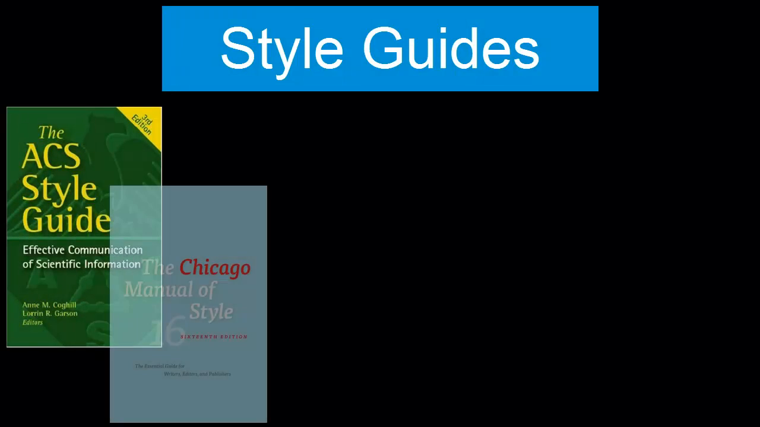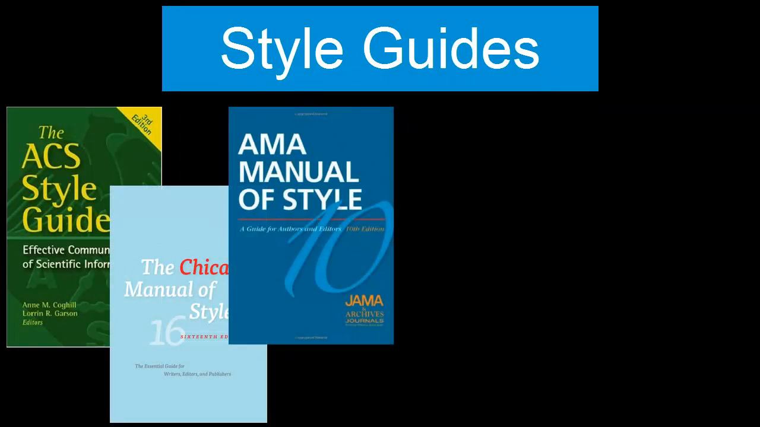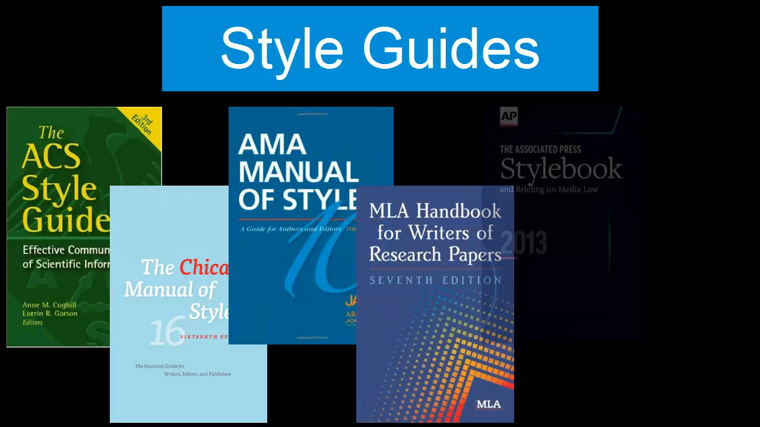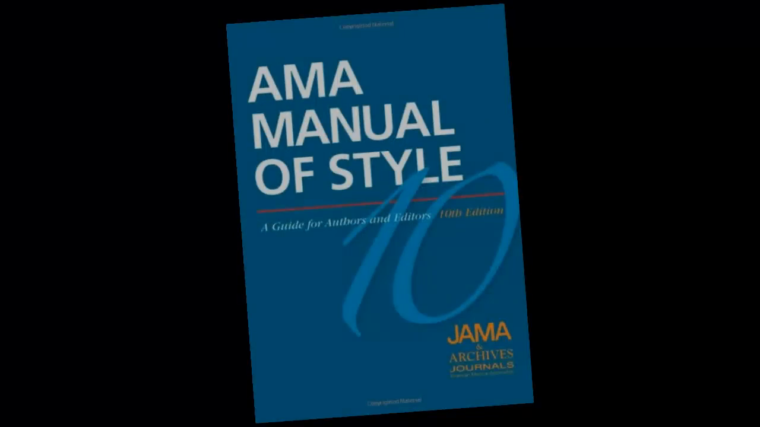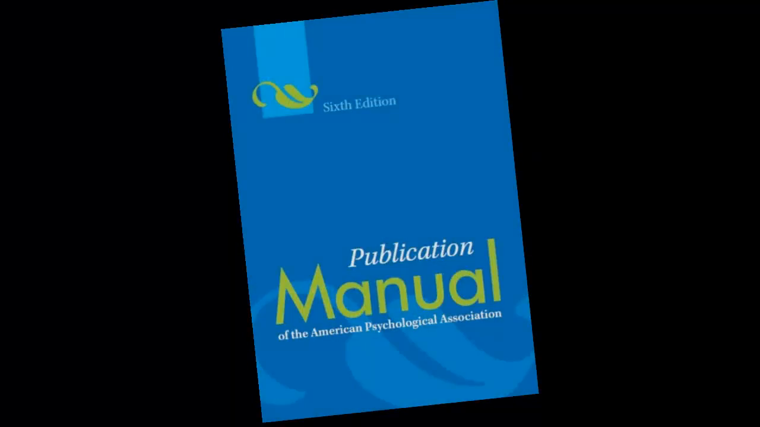Part of participating in a scholarly community is writing a document in a way that is accepted by the community of scholars who will read and use it. Different academic and professional fields use different styles. Medicine uses the AMA style, and most social sciences use the APA style.